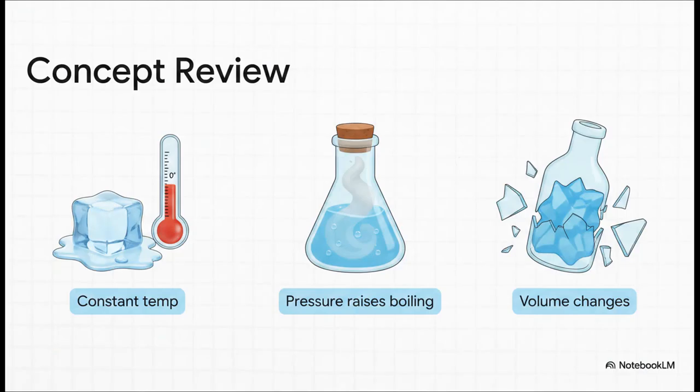To wrap up our explainer today, let's quickly review the fundamental rules we've covered. 1. Temperature stubbornly stays the same during a state transition. Remember, the ice melting right at 0. 2. Vapor pressure elevates boiling points. And 3. Volume drastically changes when states change, with water being the ultimate rule breaker.